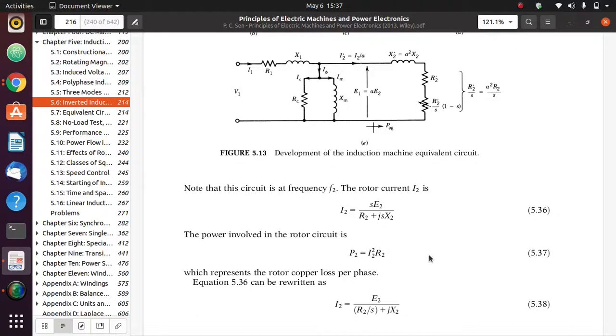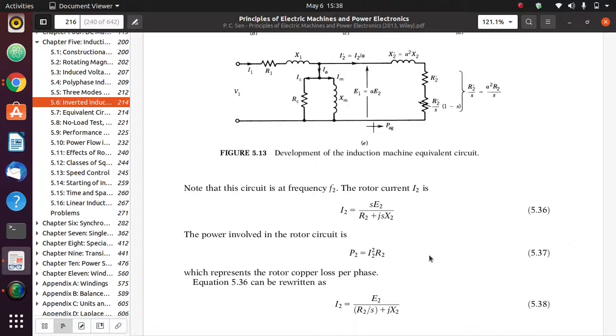Now, since they're in series, then we add them. So remember, using Ohm's law, V is equal to IR. So the current will be given by the voltage divided by the impedance. The voltage in this case is SE2, and the impedance is R2 plus jSX2.